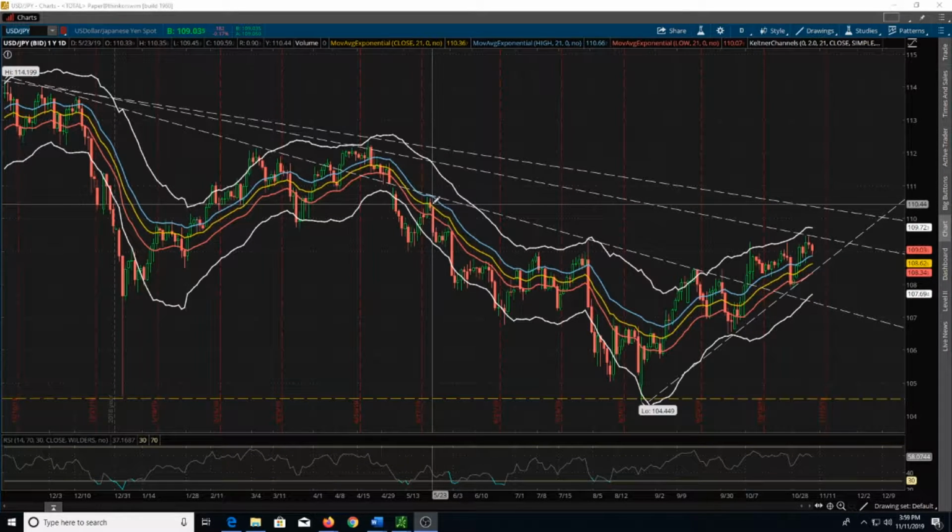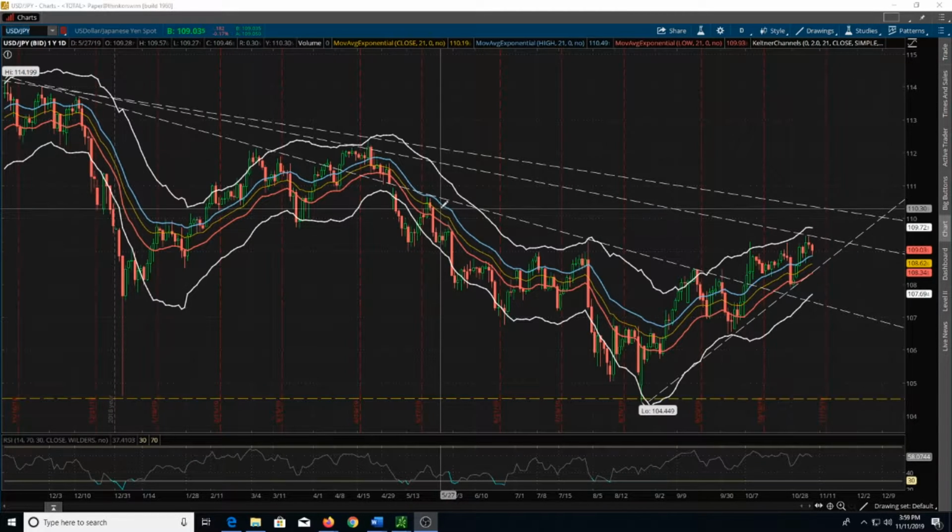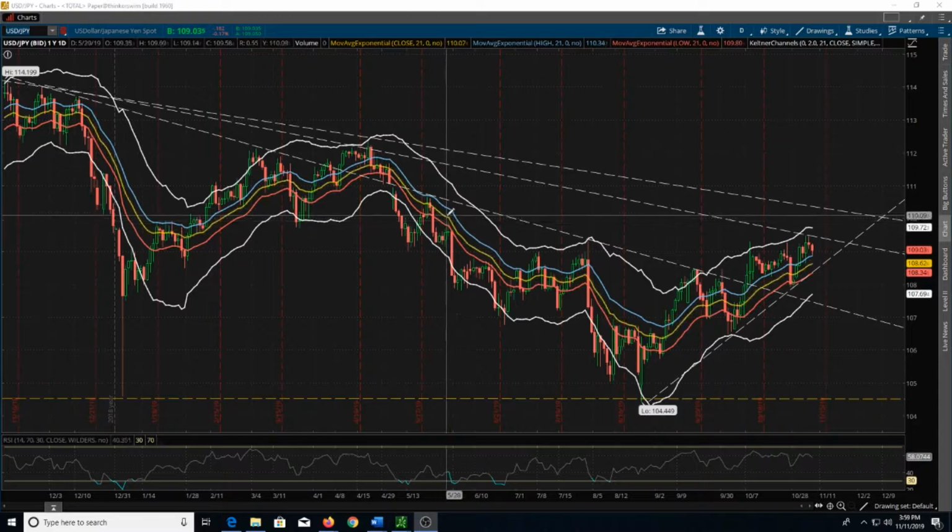You could have had a short order in. You could have waited for this candle and then shorted below the next candle and come down into here, following your stops.